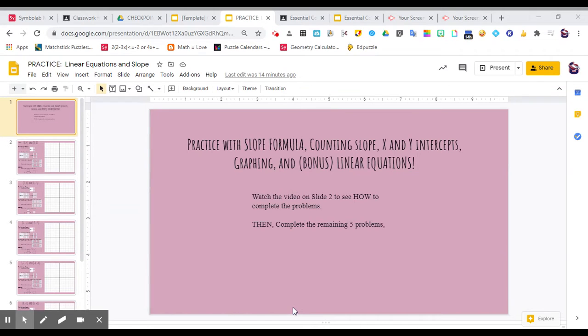All right, so I just wanted to take a minute to go through this practice with you guys, just to show you an example of how to do today's work. So today we're going to actually be reviewing a ton of things: slope, counting slope, x and y intercept, graphing, and also just a little sneak peek into equations for linear for lines.